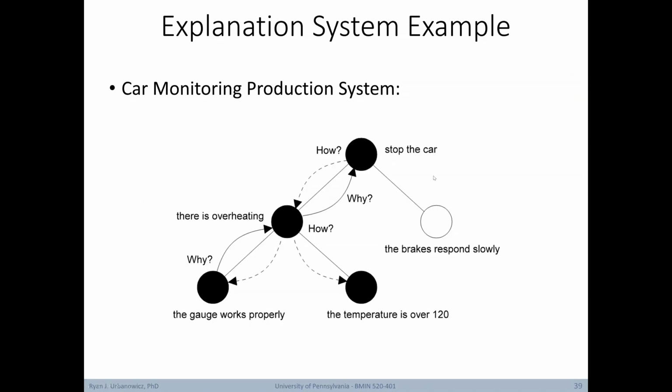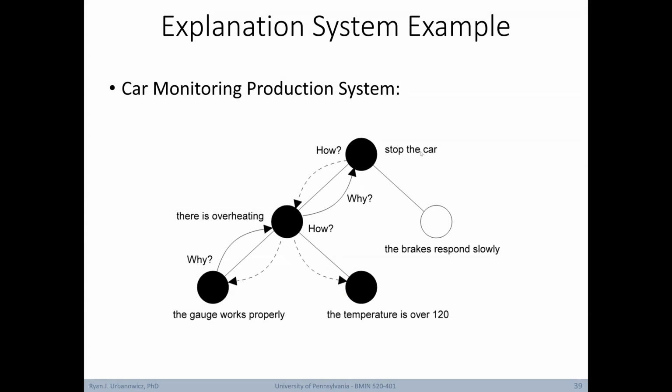Here's a rough example of how an explanation system might be set up using a car monitoring production system as, again, a very rough example. Here we have the action stop the car, and this decision might be made based on information about whether there's overheating and whether the brakes are responding slowly. And then furthermore, the fact there is overheating might come from a combination of knowing that the heat gauge on the car is working properly and that the temperature it's reading is over 120.